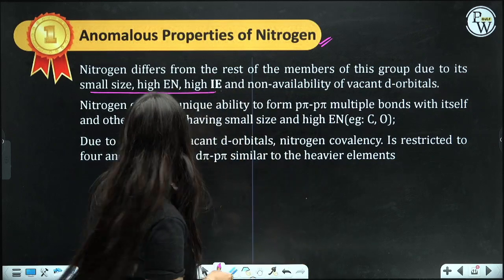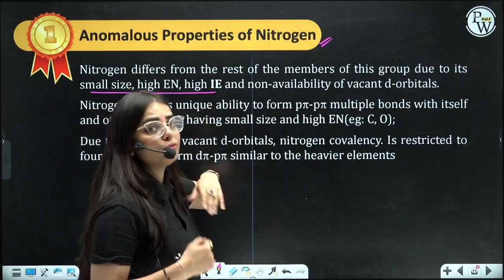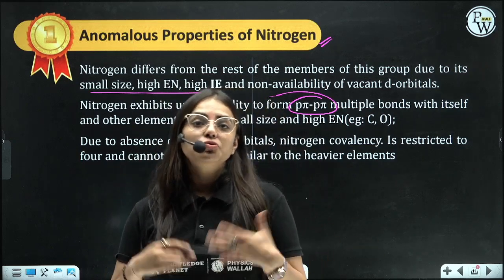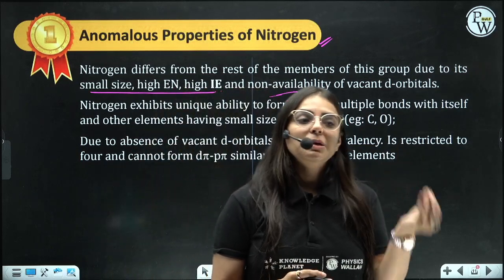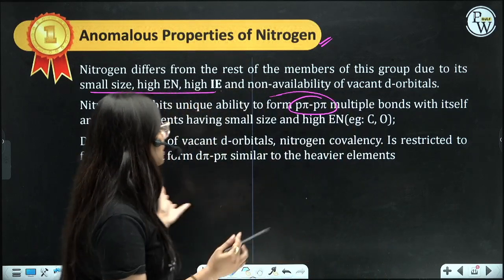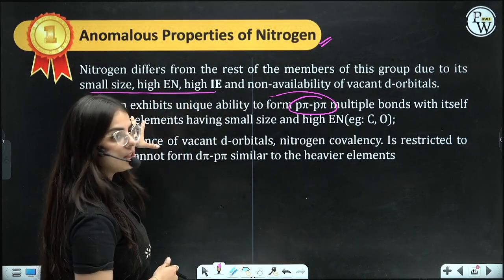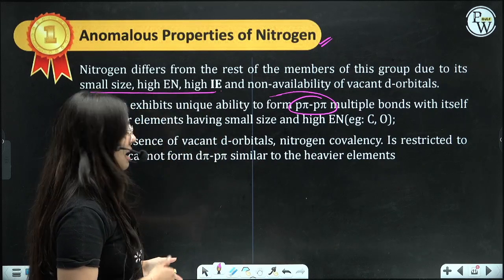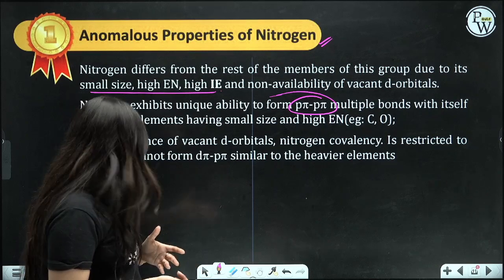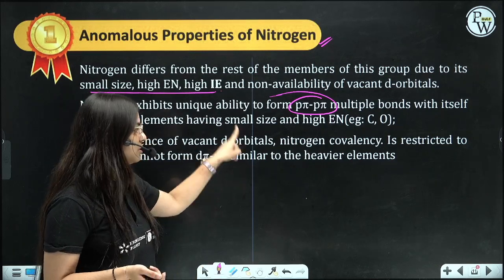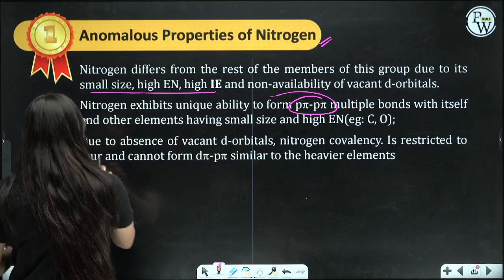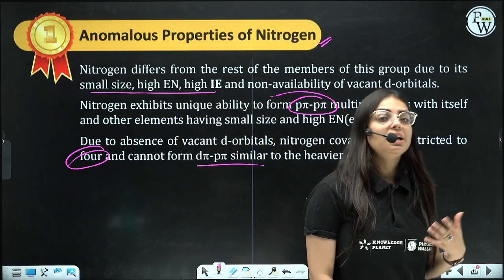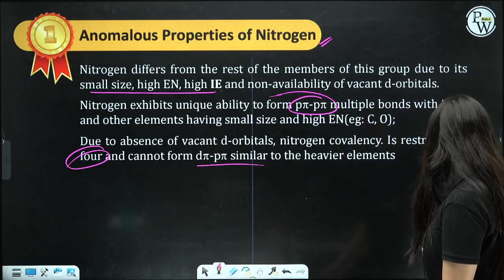Right, everyone? Nitrogen exhibits unique ability to form what, ma'am? To form p pi multiple bond. This is what I was saying. It has a tendency to form p pi bond. It does not make p pi d pi bond, so it has a different property than the other elements, right? So it has an ability to do it with itself and other elements, having the small size and the high electronegativity, so it can create bond with that as well. Due to the absence of d orbital, nitrogen covalency is restricted to what? 4, and cannot form what? d pi p pi bond, similar to the heavier elements. Clear? Okay.